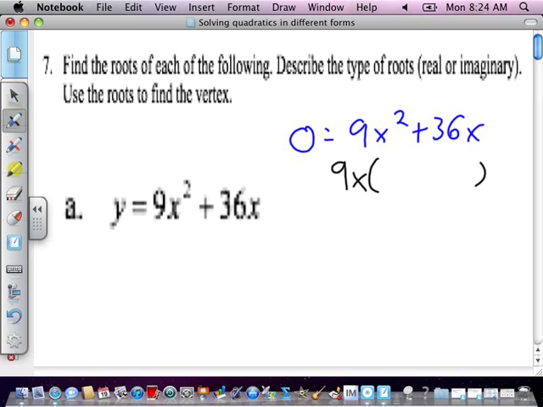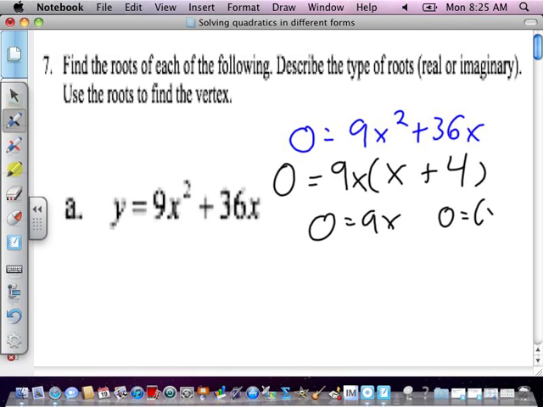So what's left? 9x times what gives me 9x squared? X. Good. What times 9x gives me 36x? 9 times what gives me 36? 4. How do we feel so far? Okay? Sorta? All right, now I'm going to set each of them equal to 0. 0 equals 9x, and 0 equals x plus 4. Divide by 9, x equals 0. Subtract 4, -4 equals x.